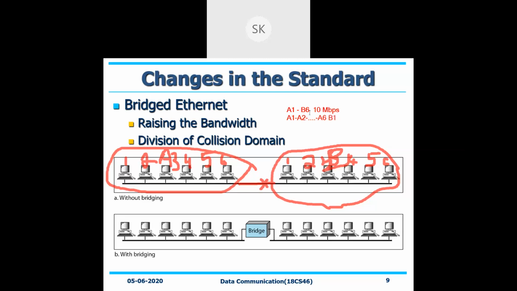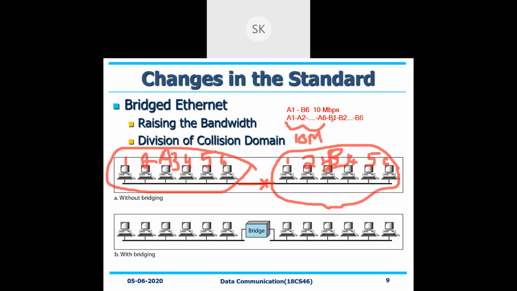Once it enters the B network, that is B1, which will be connected after A6, it goes from B1 to B2 and so on. Till A1 to A6, there is no problem, and the bandwidth of 10 Mbps will be retained. There is no problem.